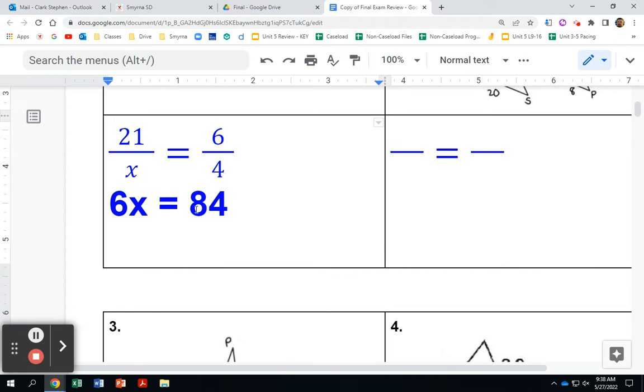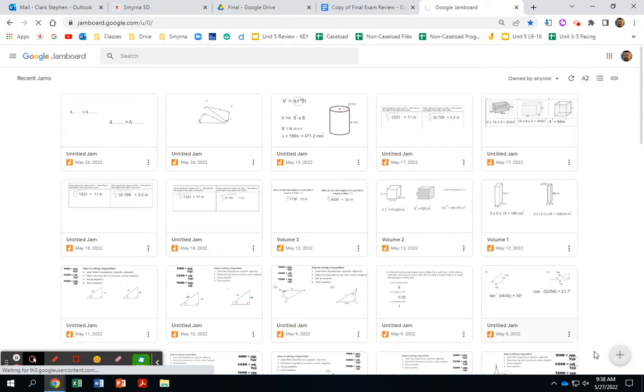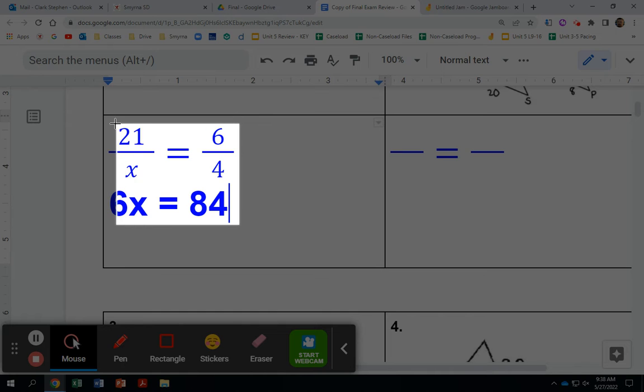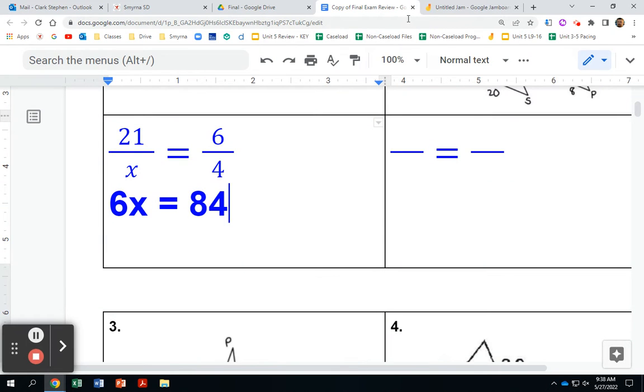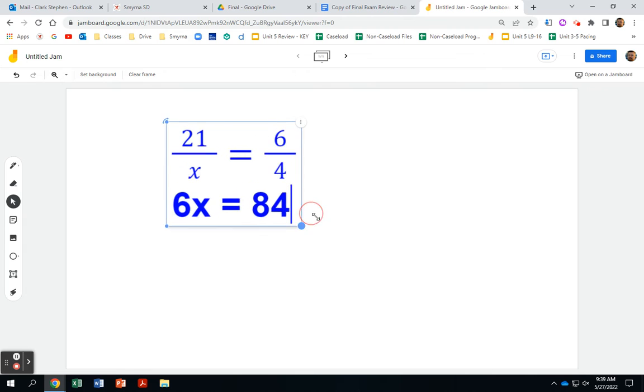And now we need to solve it for x. Now we have a 6 here, right? So let me bring this over here. Let me do this on Jamboard so I can manipulate this a little more. Let me pull it over here. Okay, there we go. So you can see what we did here.